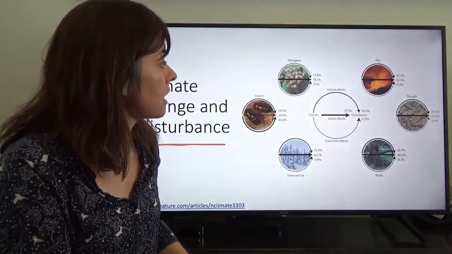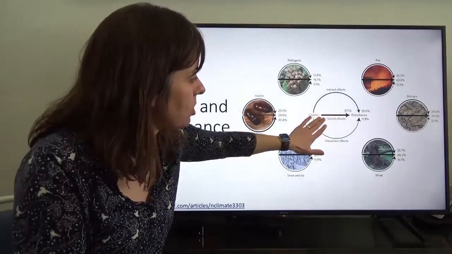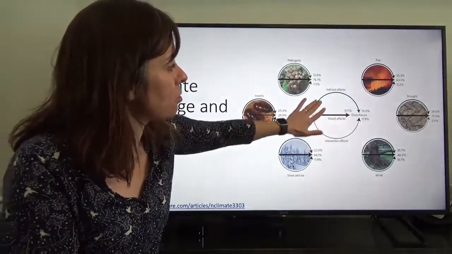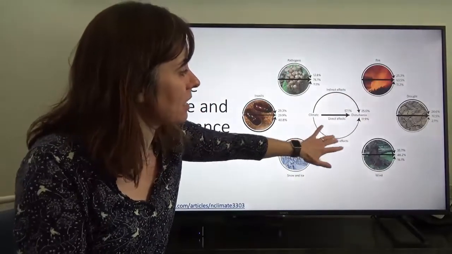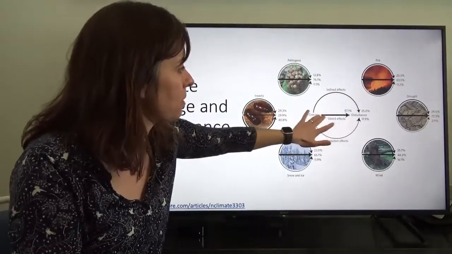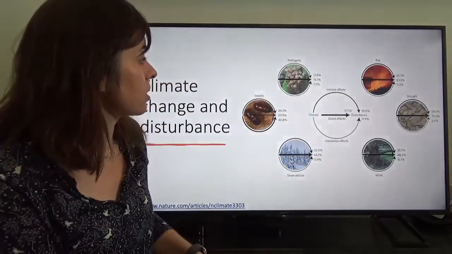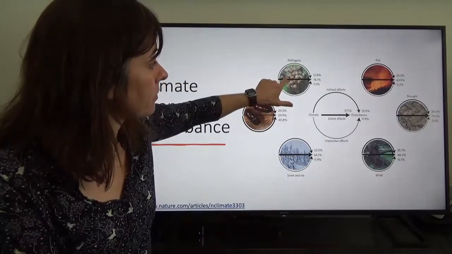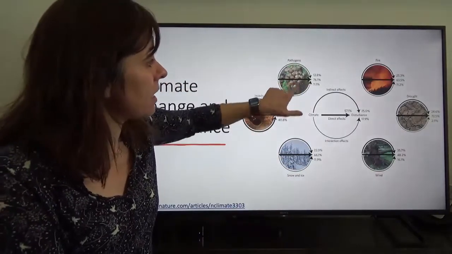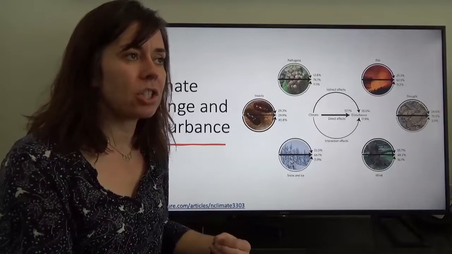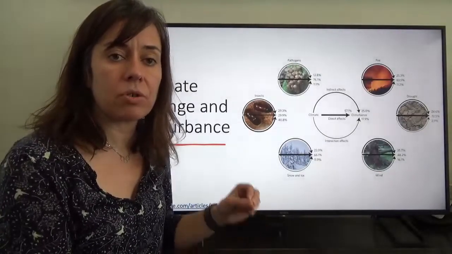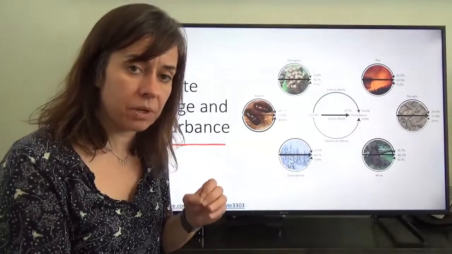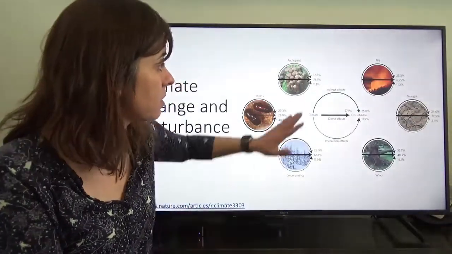And what they found is that in all cases, what each of these diagrams is showing us is direct effects of climate on that disturbance, indirect effects of climate on that disturbance, and then interaction effects. And so let's just focus on this direct effect of climate on the disturbance. And for almost all of these disturbance agents, we see that this middle black arrow, that climate conditions are really central in determining the intensity and the frequency of those disturbances.